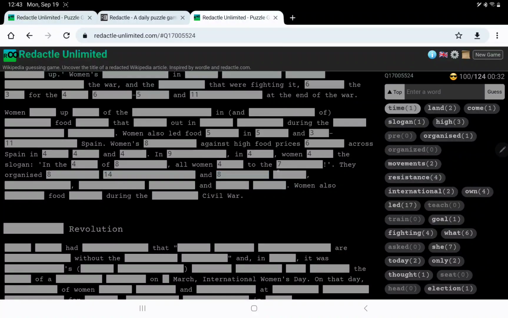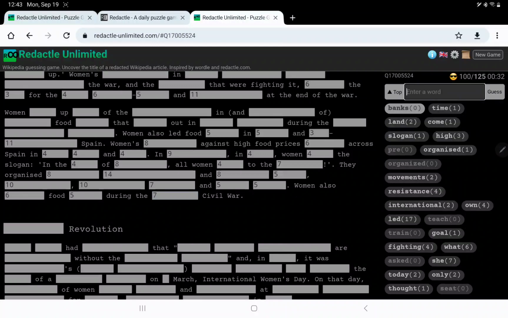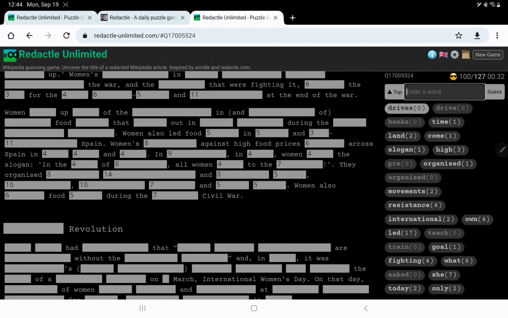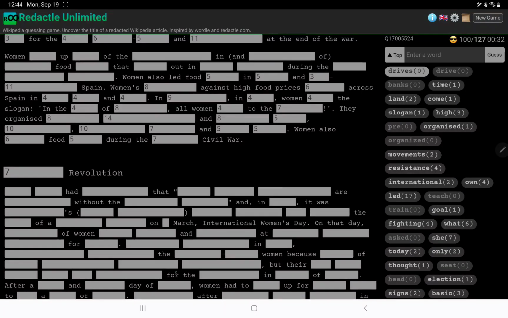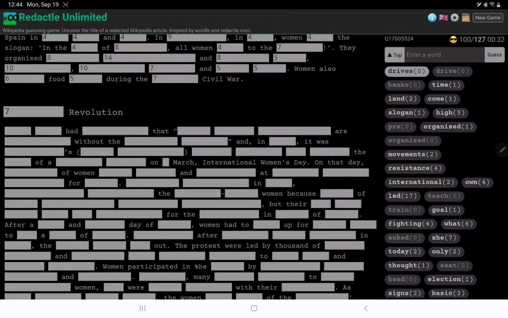And then they organized 8-14 and 8-5-10, 10-7 and 5-5. Food banks. No. Food drives. Let's try drives. No. Food. I'm not sure what that is. And then we have a 7 revolution.